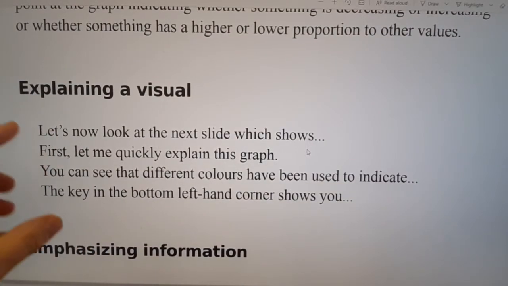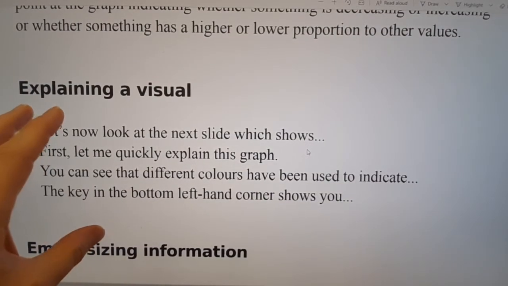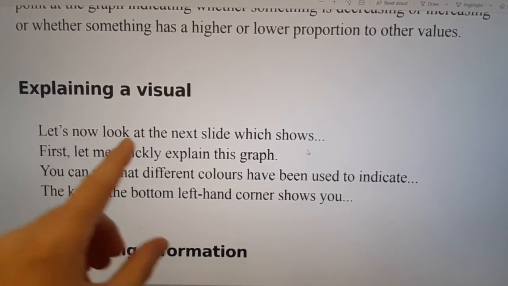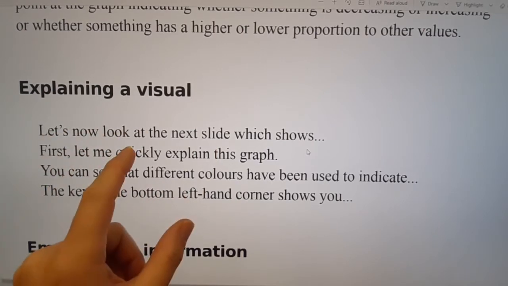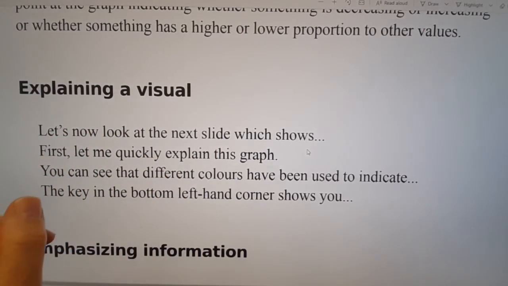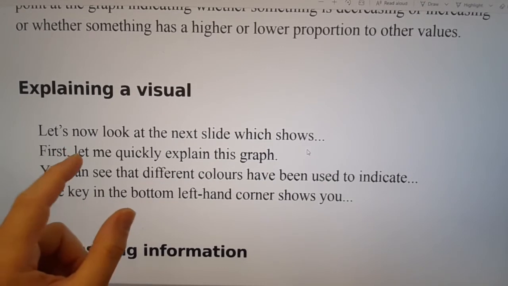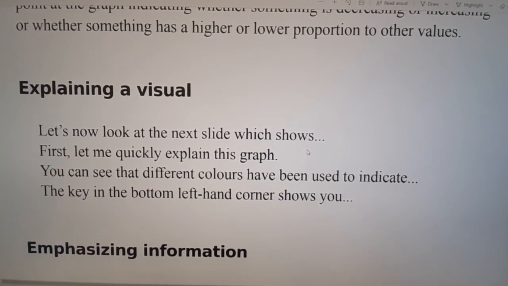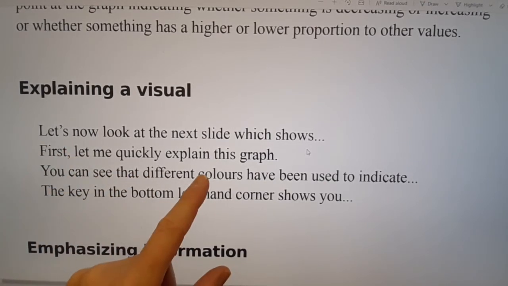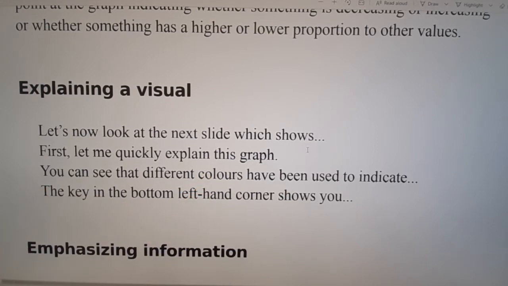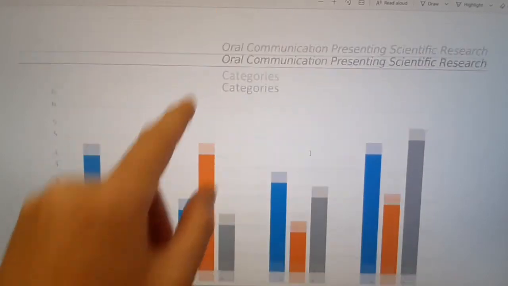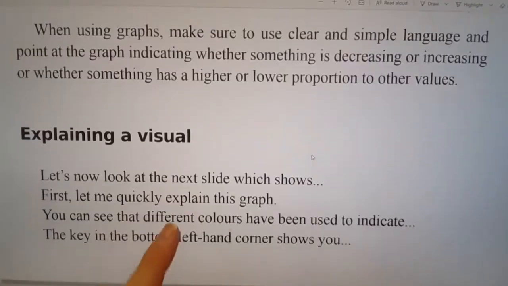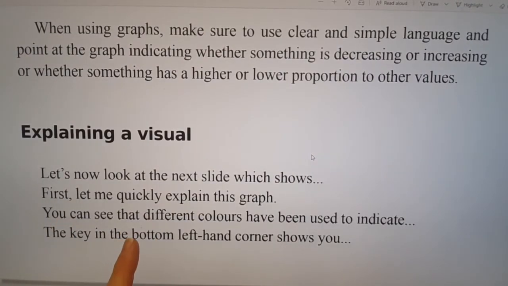All right, let's have a look here. When you're explaining a visual, this is actually more signposting now. You can say, now let's look at the next slide. First, let me quickly explain this graph. So here we're introducing our graph. You can see that different colors have been used to indicate, to show. The key is in the bottom left-hand corner.